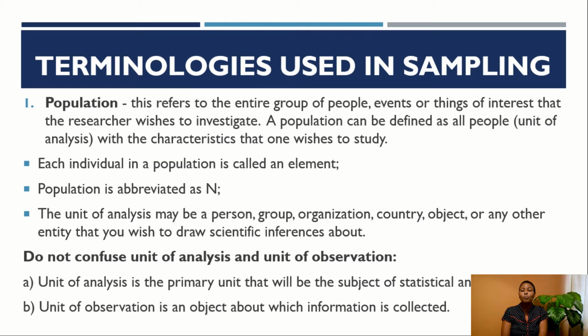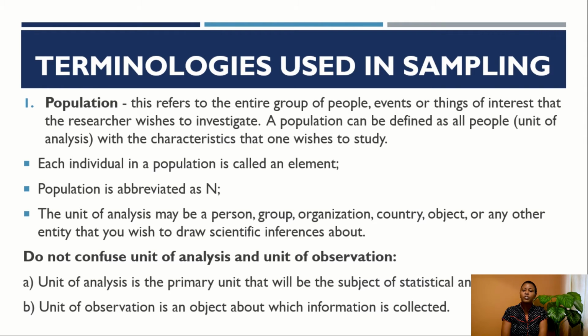Now, these people whom the researcher wishes to study are what we call a unit of analysis. And each individual in a population is called an element. Population is abbreviated as capital N.